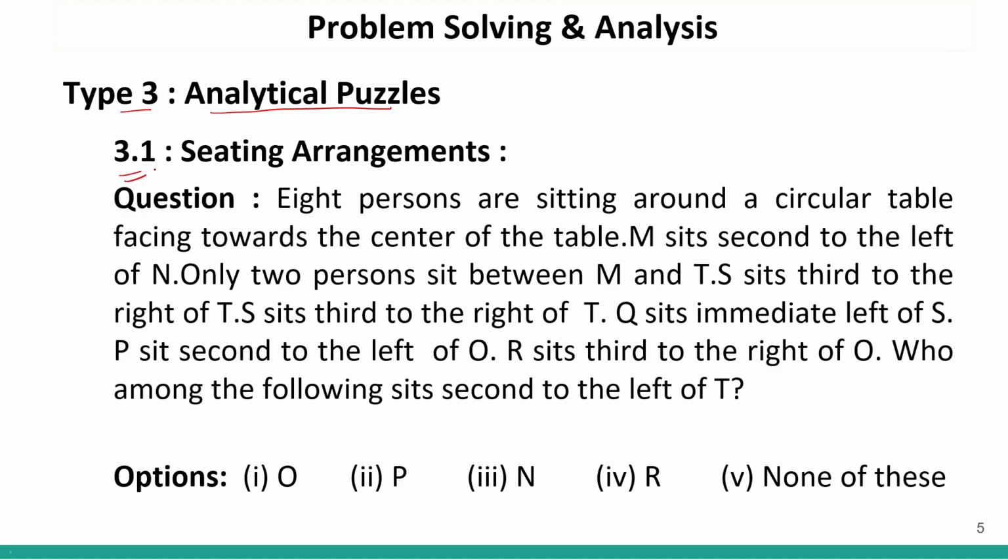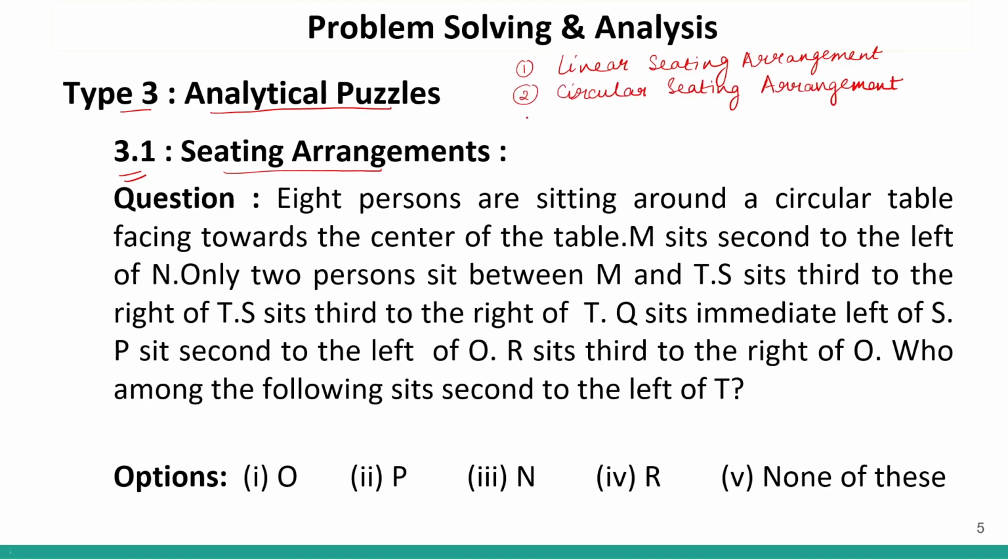So type 3, first subtype is seating arrangements. Now, in seating arrangements, basically you can get four types of questions. I will number them. Number 1 is linear seating arrangement. Then you can get circular seating arrangement. Okay. Then you can get square or rectangle or triangle seating arrangement. This is more common.